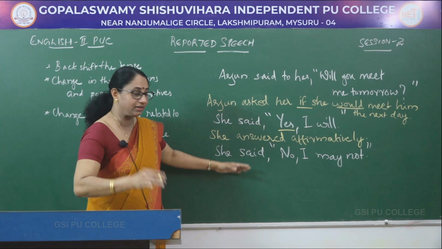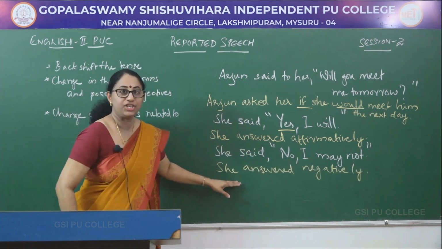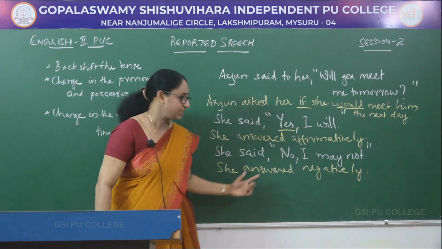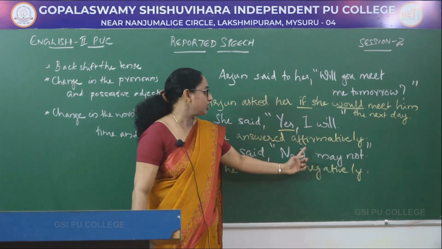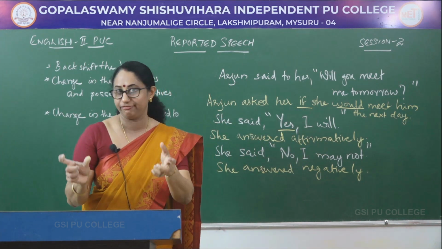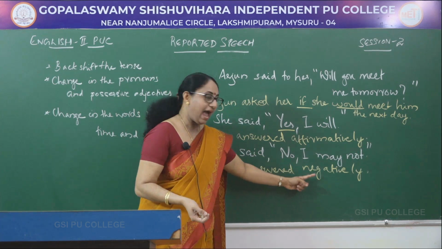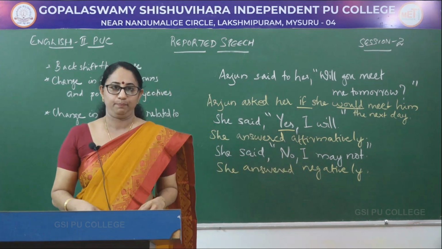Now see, suppose her answer is no, I may not. How do you do it? She answered negatively because her answer is no. She answered negatively and added that she might not meet him. "I may not" is a fragment. You need to add a few words later. So, added that she might not meet him.